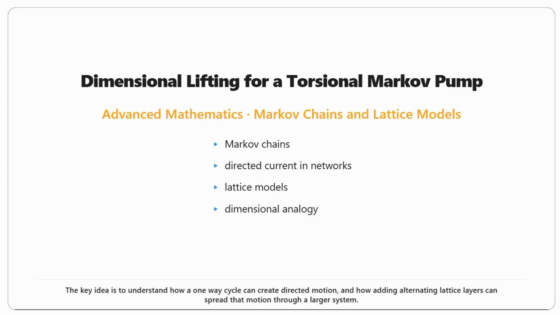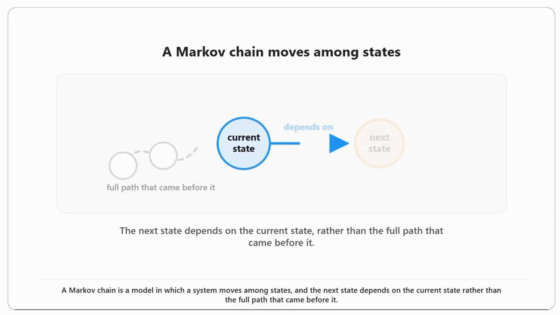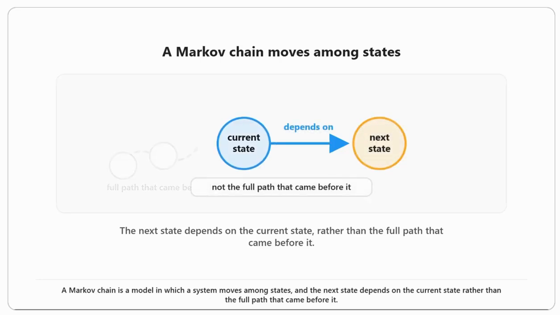The key idea is to understand how a one-way cycle can create directed motion and how adding alternating lattice layers can spread that motion through a larger system. A Markov chain is a model in which a system moves among states, and the next state depends on the current state rather than the full path that came before it.